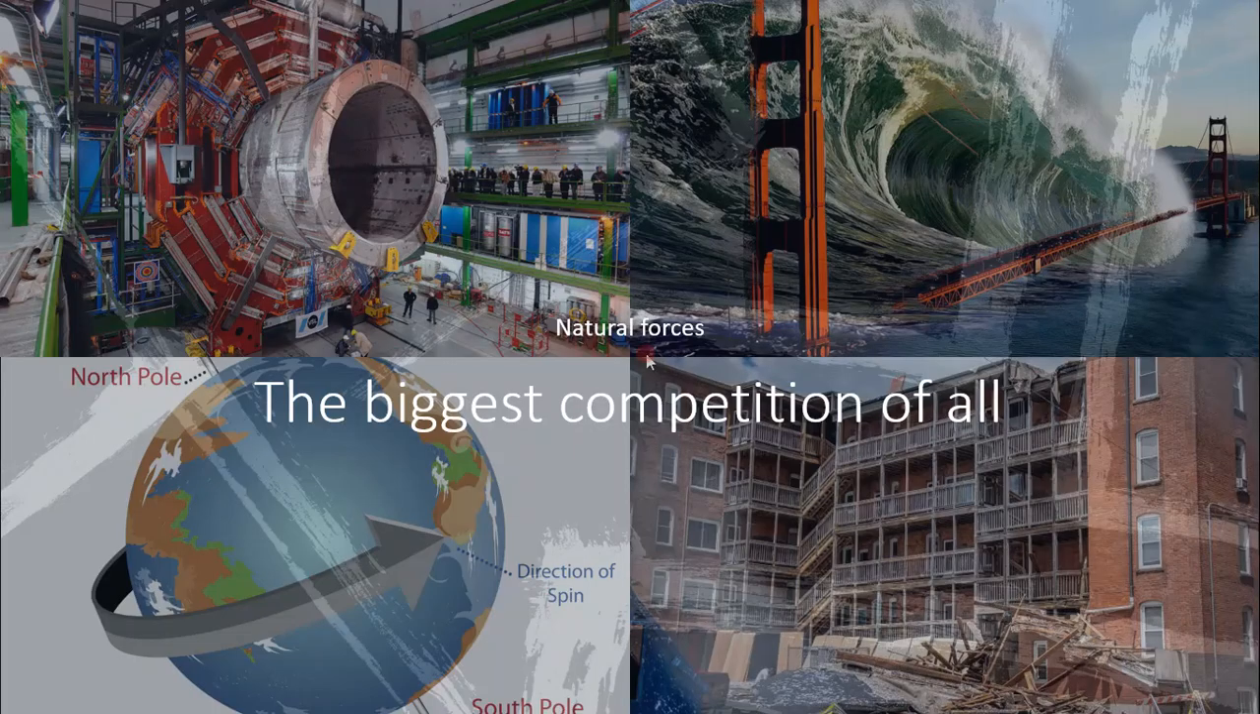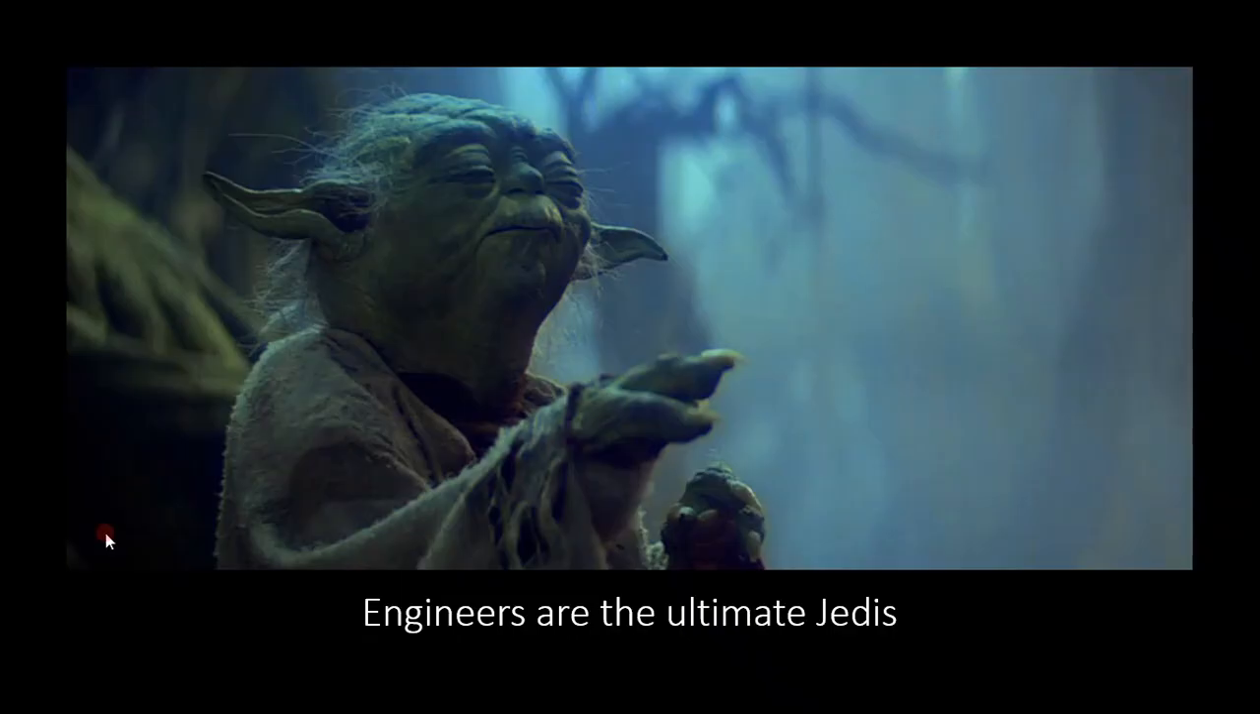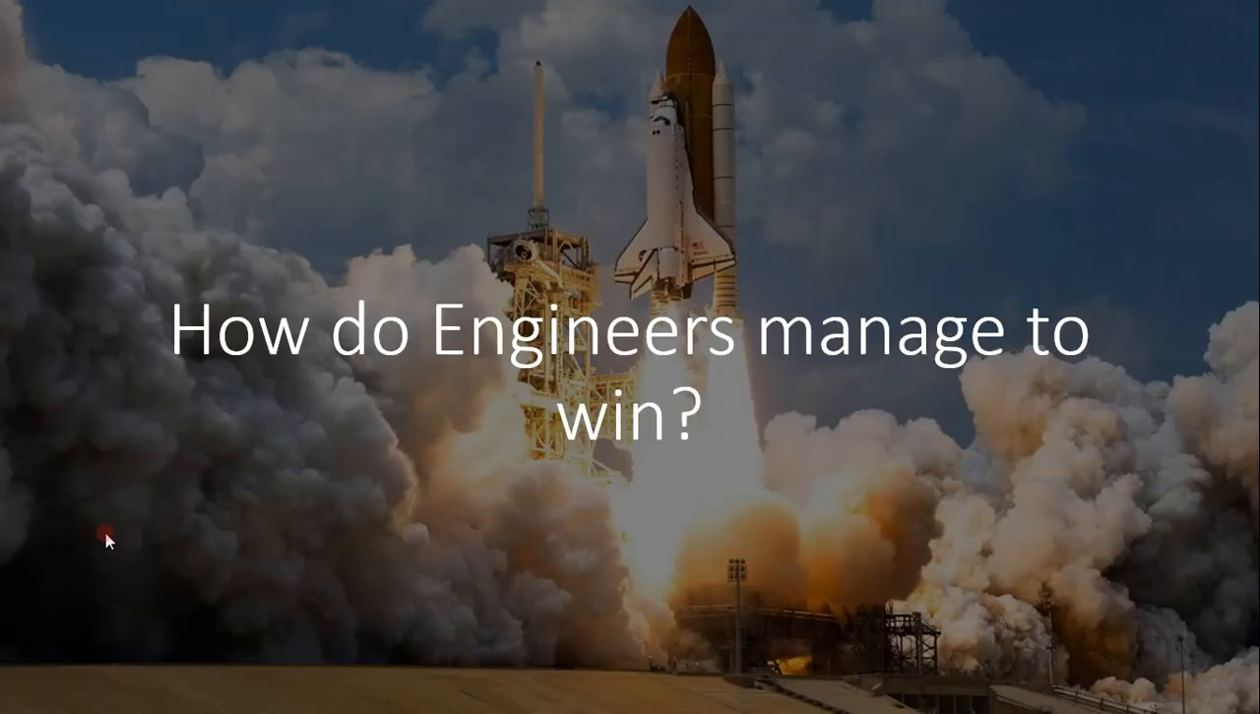So engineers need to acknowledge that what they're building is against the forces of nature, and they need to figure out how to counteract all of these issues that they may come across. And there is a lot. But the fundamental idea behind all of it is the forces between atoms and molecules. If engineers can figure out how these things behave, they can pretty much build anything. So, if you think about it, engineers are the ultimate Jedis.